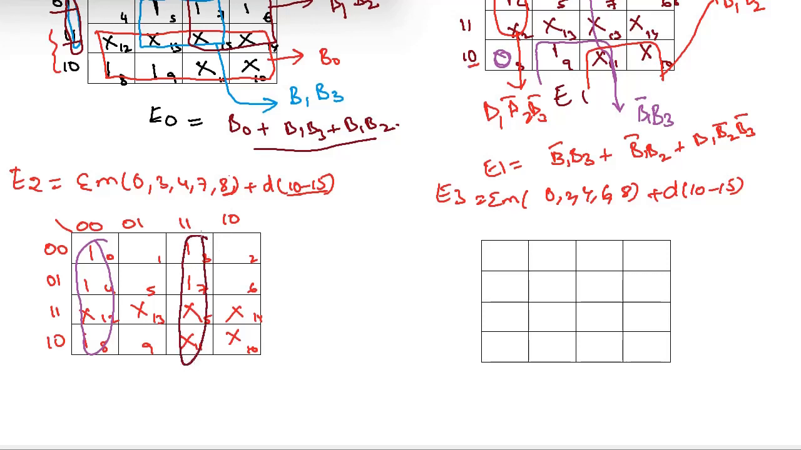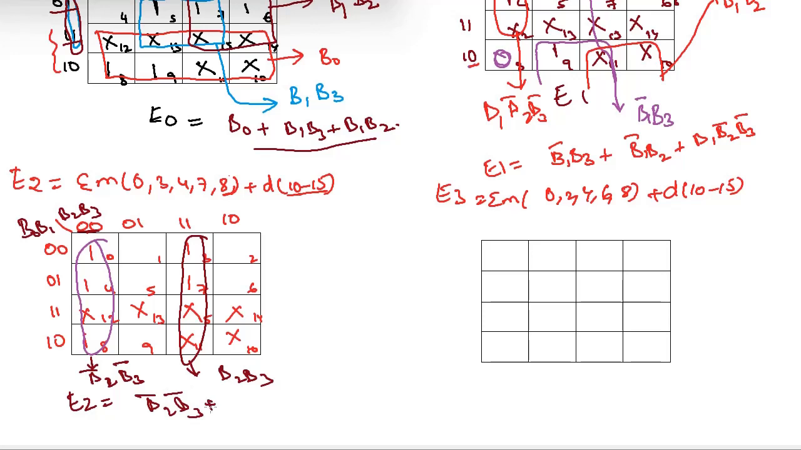The rows indicate B0, B1, B2, B3. So E2 equals, from the first quad, the common element: the first quad belongs to all the rows, so the row elements will be removed. The column elements from this group are B2 bar, B3 bar, and from the second group the column elements are B2, B3. So E2 equals B2 bar B3 bar plus B2 B3.